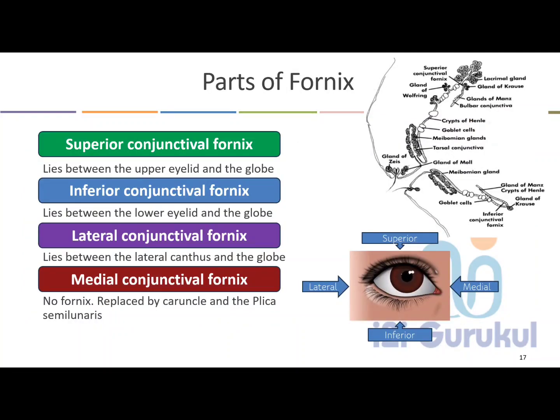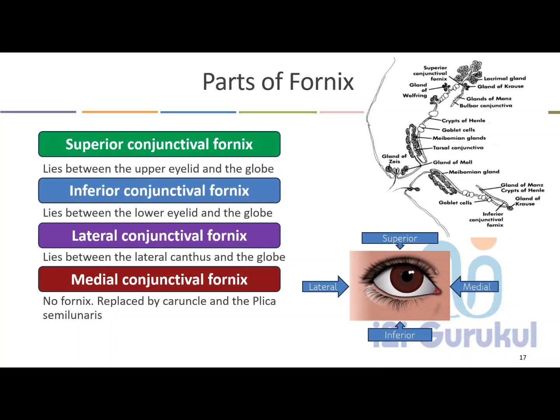Moving towards the parts of the fornix. Here I would like to explain the 4 parts of the fornixes. One is superior, it lies between the upper eyelid and the globe. It is located 8 to 10 millimeter from the limbal conjunctiva. Inferior fornix lies between the lower eyelid and the globe. It is located 8 to 10 millimeter from the limbal conjunctiva. The third one, lateral fornix, lies temporally, on the outer side of the eye. It is located 14 millimeter from the limbus.